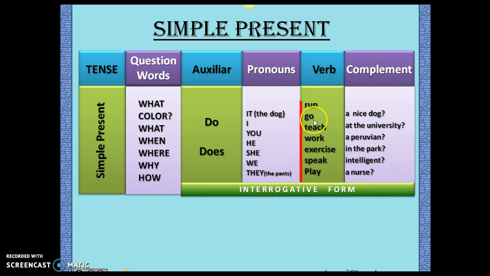I want you to look at something. When we have the auxiliary here, and we are making a question, look that the verb doesn't have S or ES, okay? That is a characteristic of the simple present sentences. So when we make a question, we have the auxiliaries, do and does, and the verb has to be without S or ES.